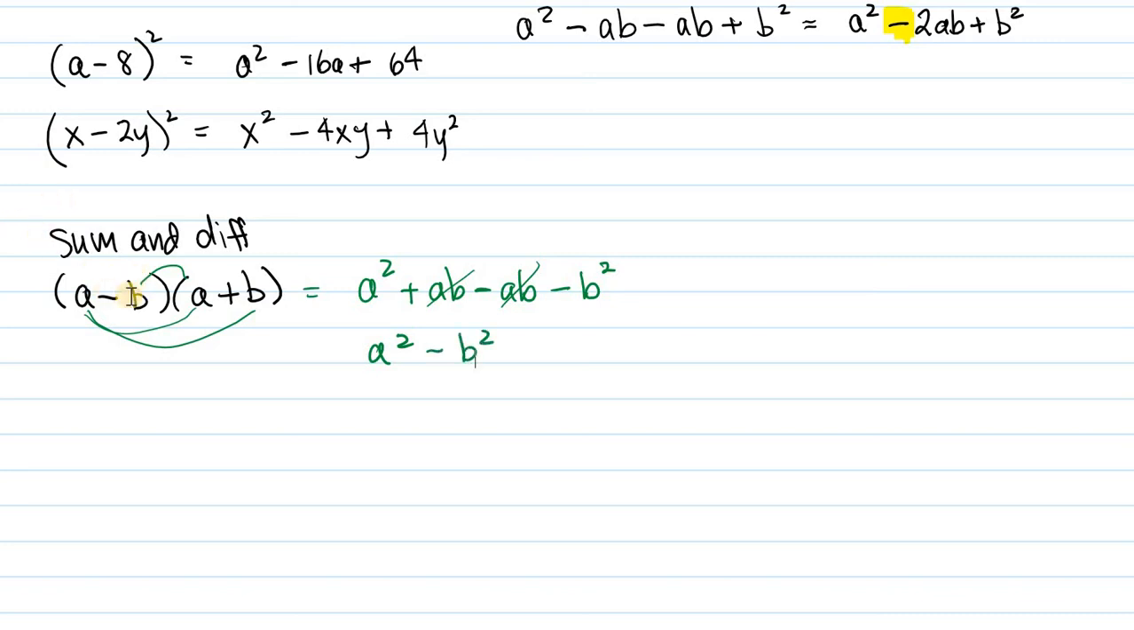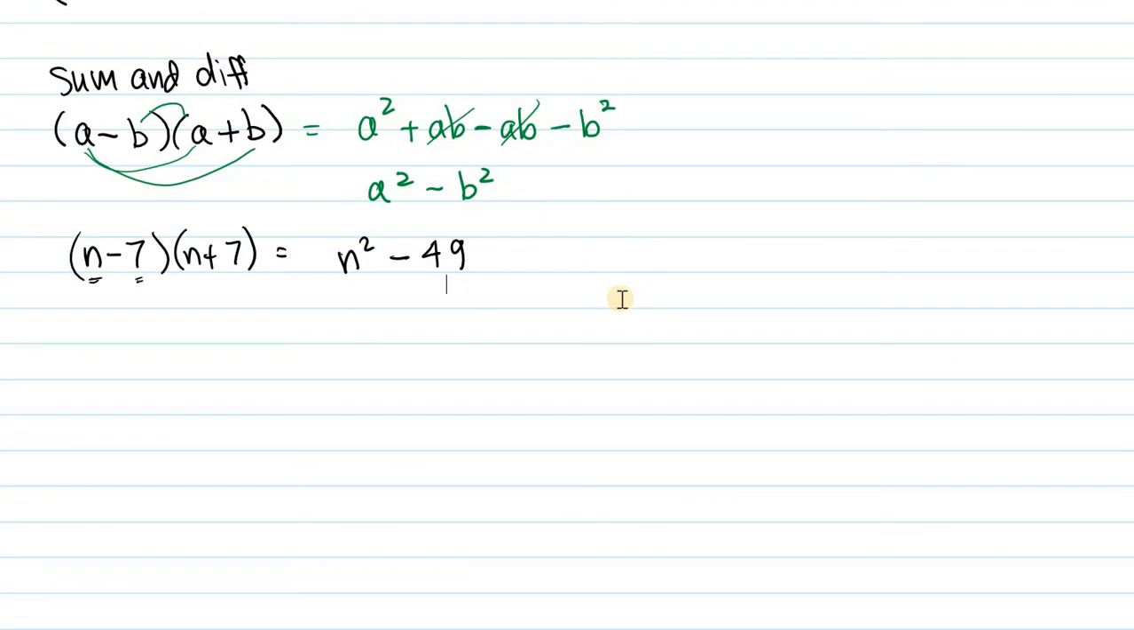So as long as these two binomials are conjugates, my result is just going to be the a value squared minus the b value squared. For example, let's go with n minus 7, n plus 7. The first value is n, so n squared. The second value is 7. What's 7 squared? It's 49. So minus 49. That's it. I FOILed it. It's multiplied. These are actually some of my favorites because they're super easy.